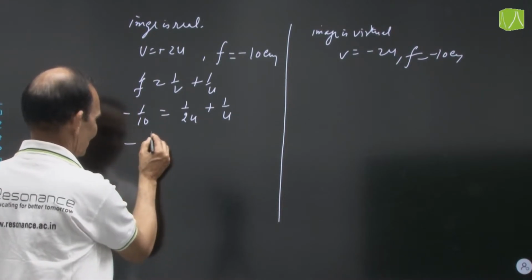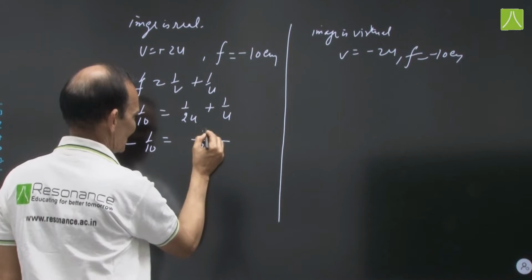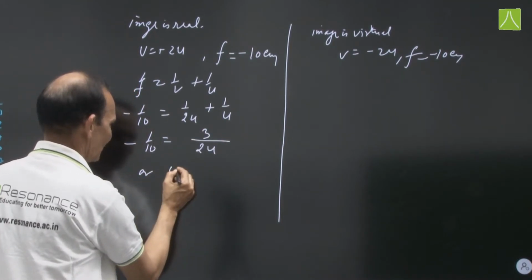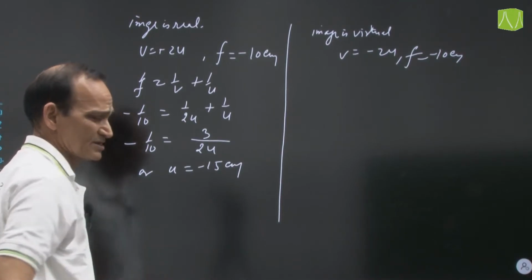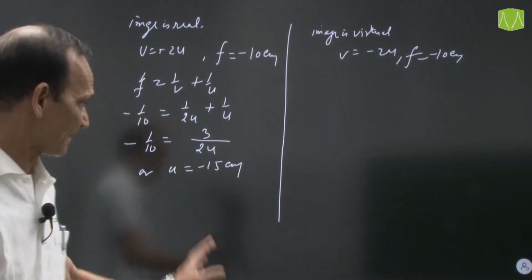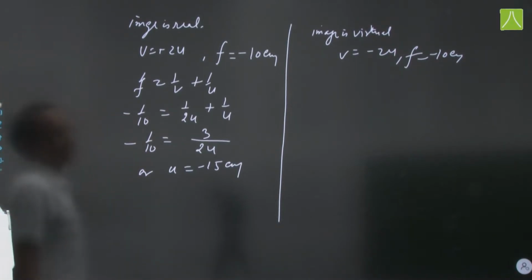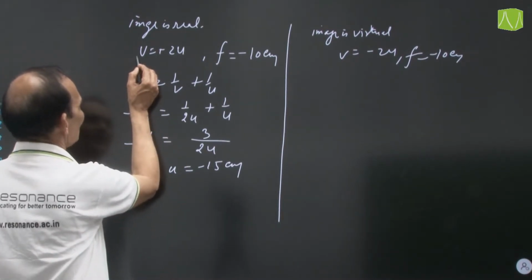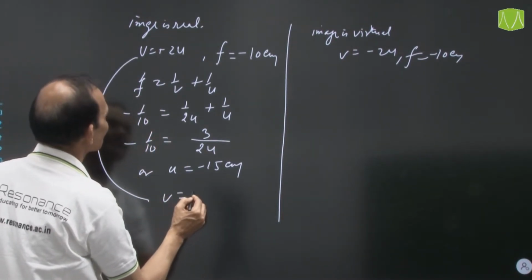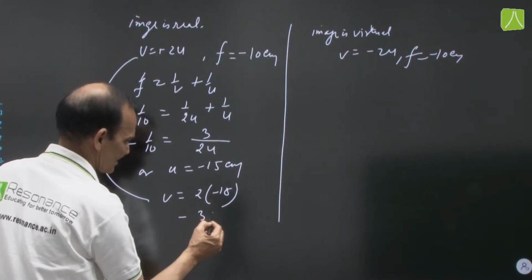So minus 1 upon 10 will be equal to 1 plus 2 upon 2u, that is 3. Or what is the value of u? Minus 15 centimeter. Minus shows it is a real object, and 15 means the object is placed between the focus point and the center of curvature. So the image will be real and magnified. If you have to find the value of v, then put v is equal to 2 into minus 15, that is how much? Minus 30 centimeter.